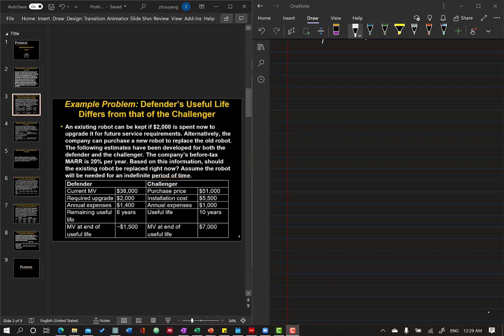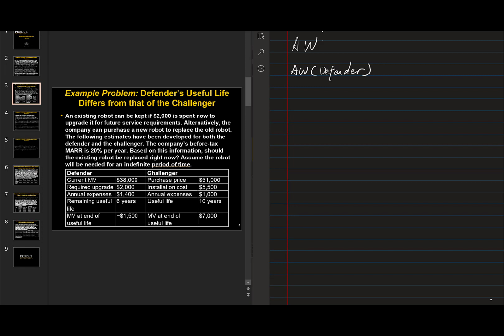Now let's see how we can use the annual worth method to solve the replacement analysis problem. We are given an example on the left. The company here has two decisions, either to upgrade the current robot or purchase a new one. So now we calculate the annual worth of the Defender, which would be upgrading the current robot. Now let's look at these ingredients in this table on the left, one by one.